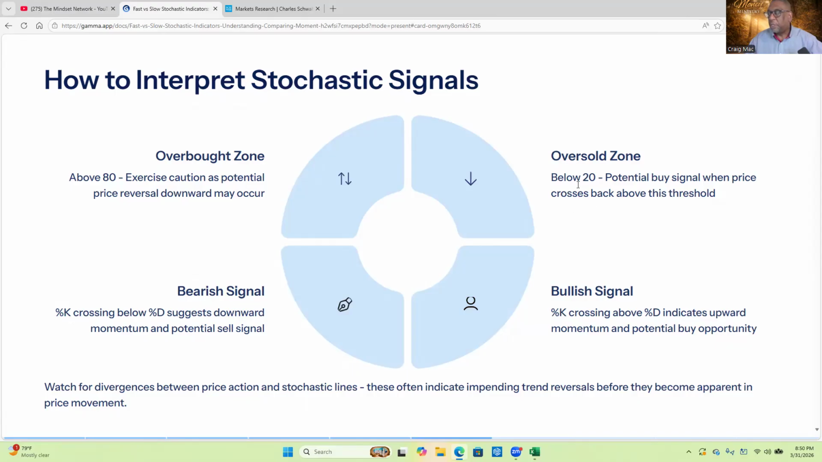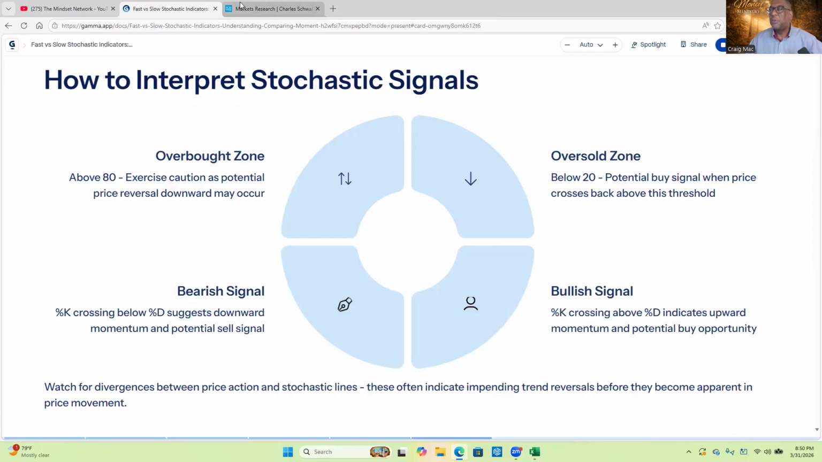Oversold. If the oscillator is below 20, that's a potential buying opportunity. This means there's more room for the upside to take place. And if the line crosses, these are your signal lines in your stochastic, the K and D. If the K line crosses the D line, upward momentum, that represents a buying opportunity.